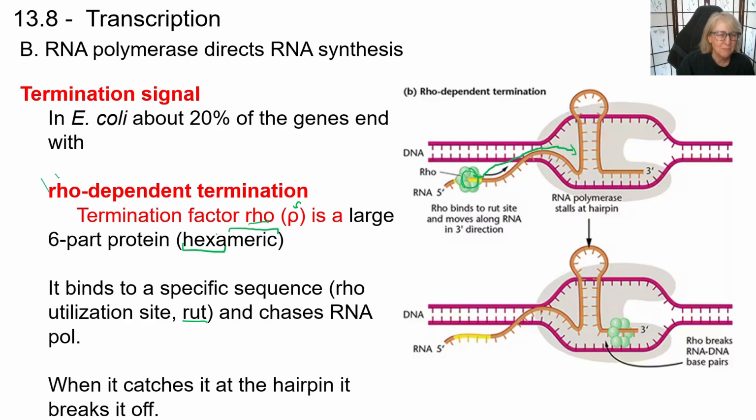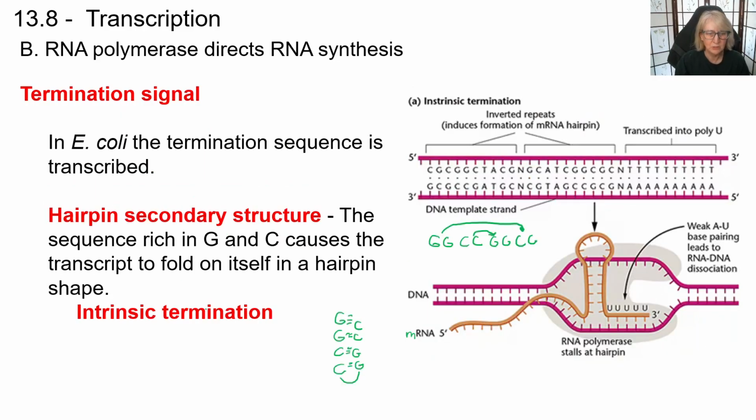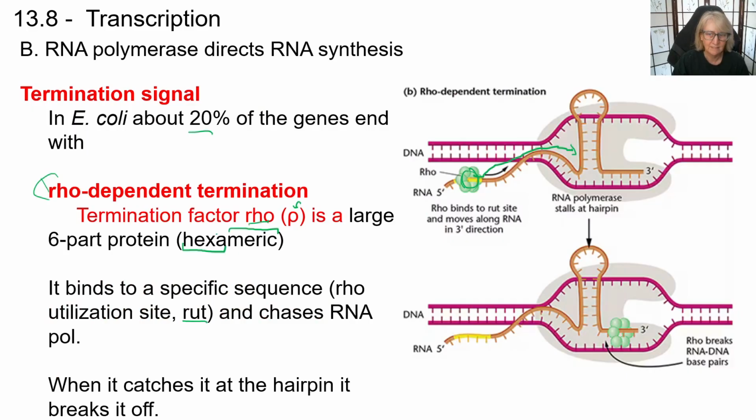Not maybe 20%, I did say 20% of the genes, the mRNA that are being transcribed, actually involve a Rho protein. The other 80%, I'm going to bop back, use just this intrinsic termination where the shape of the newly transcribed mRNA interferes with the process. It's kind of cool, though.